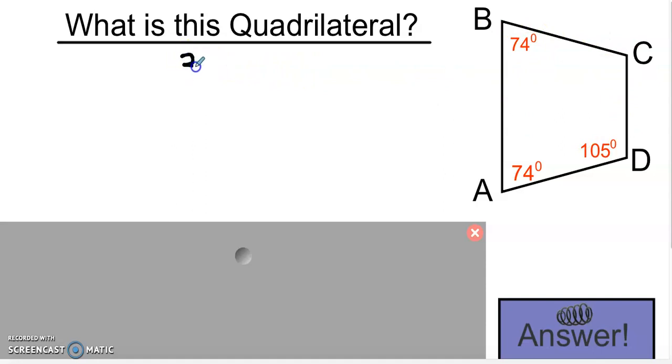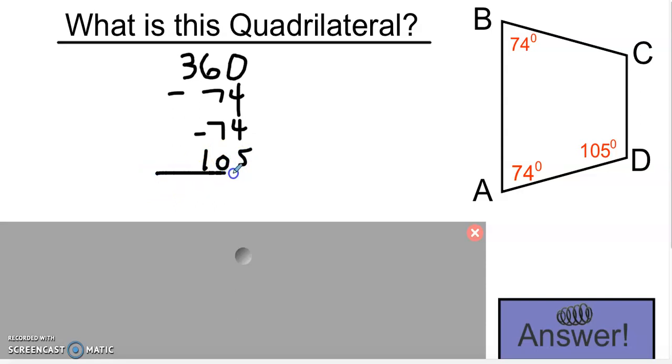We know there are 360 degrees inside a quadrilateral. That's n minus 2 times 180, where n is 4 sides, so 4 minus 2 is 2, and 2 times 180 is 360. I'm going to subtract my known angles of 74 degrees, which I have twice, and 105 degrees. Taking 360 minus 74 minus 74 minus 105, I get 107 degrees. So this angle is 107 degrees.